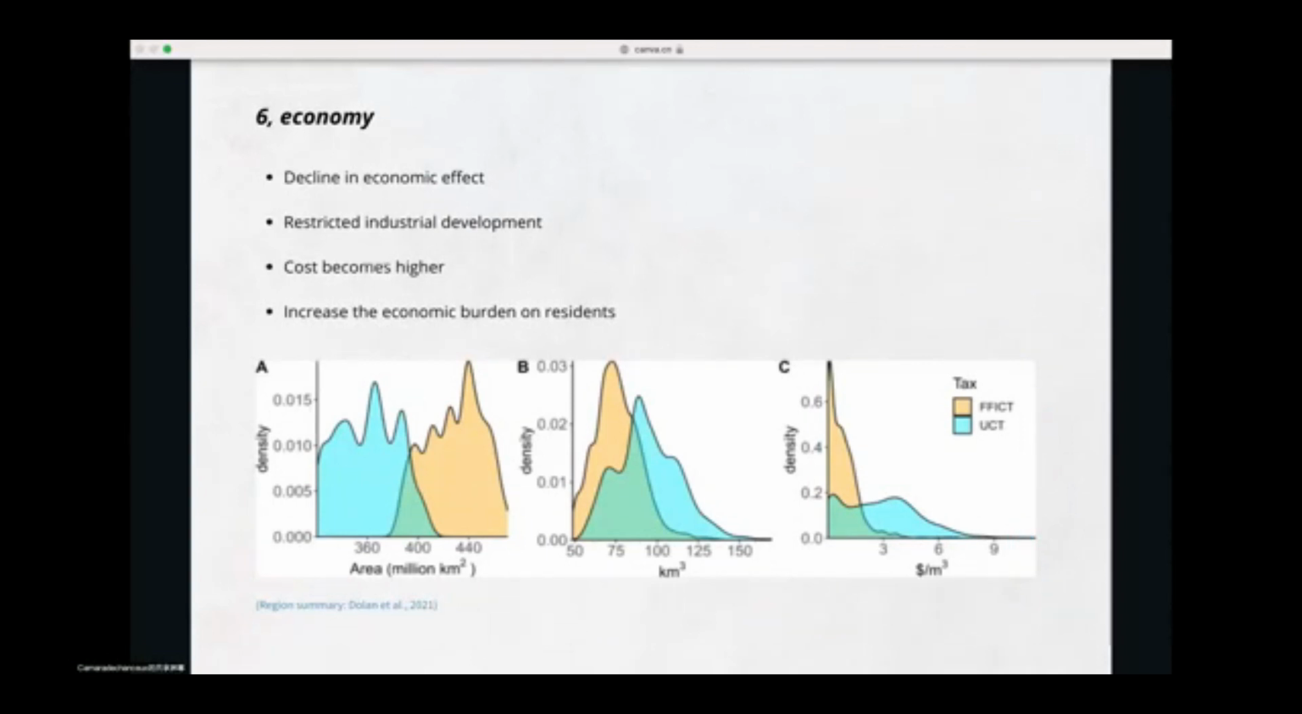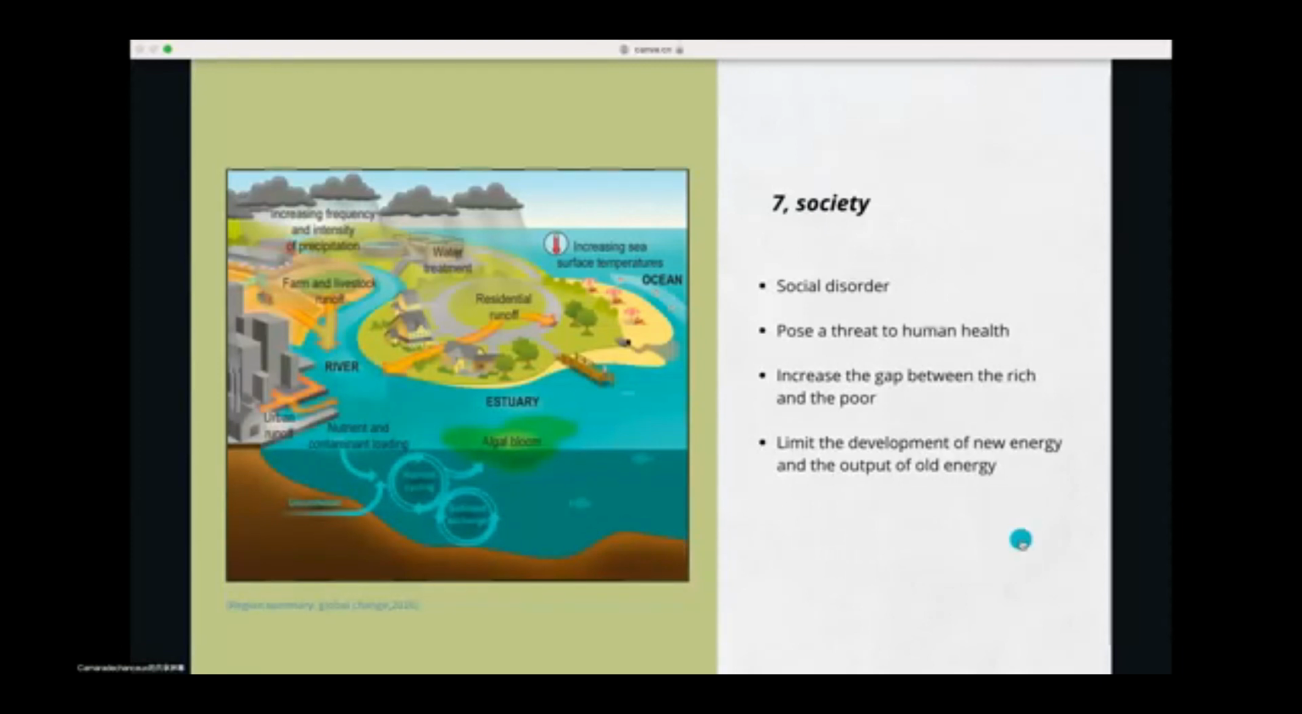Water security affects the economy. It constrains the development of industries, and also affects the consumer market due to raised prices. Residents need to spend a lot of time to buy water, and some may drink contaminated water, which will cause health problems. It will also increase the gap between rich and poor in society.